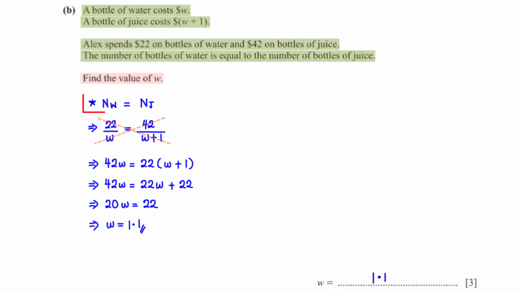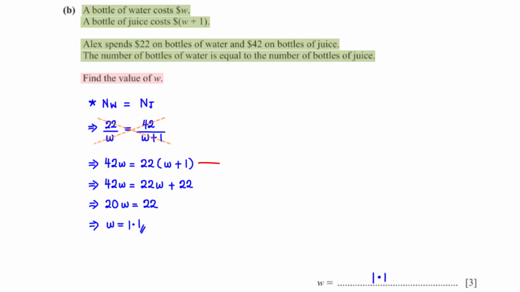In the question, we were told that the number of bottles of water Alex buys is equal to the number of bottles of juice he buys. The number of bottles of water Alex buys is equal to the total amount he spent on buying the bottles of water, which is $22, divided by the unit cost of a bottle of water, which is W dollars. The number of bottles of juice he buys is equal to the total amount he spent on buying the juice, which is $42, divided by the unit cost of a bottle of juice, which is W plus $1.